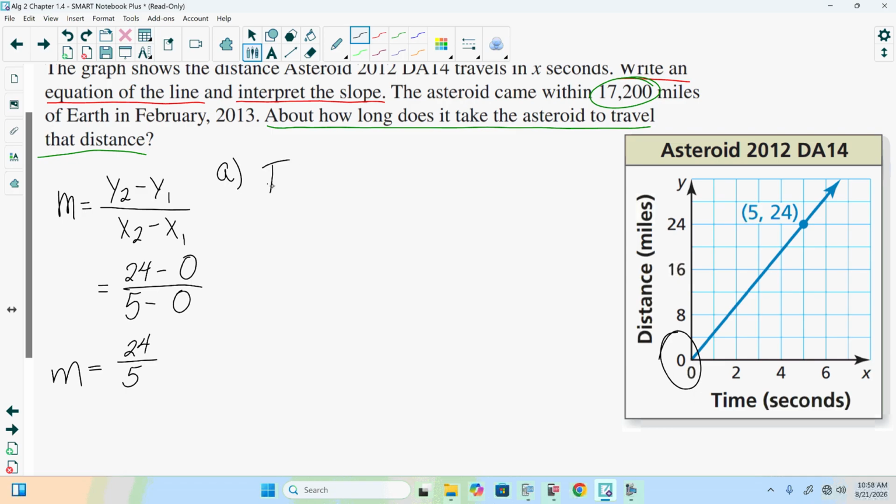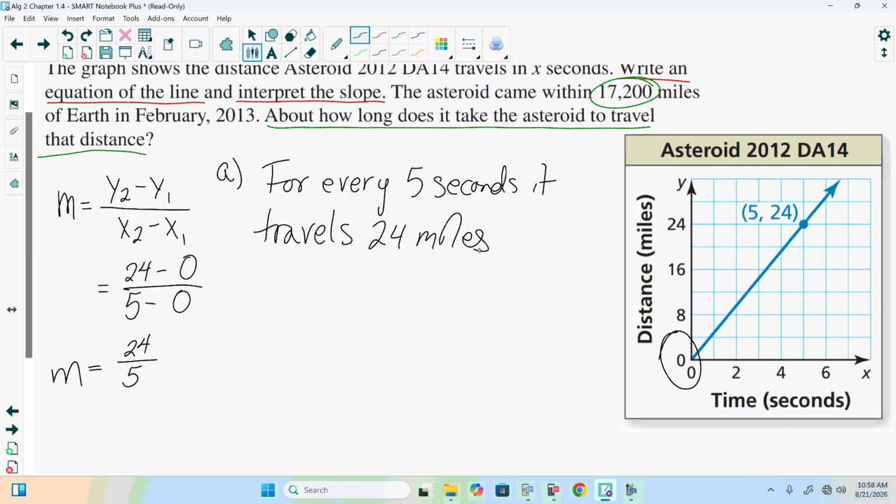Or, which might be nicer, for every 5 seconds, it travels 24 miles. Are you starting to see how this could be written in a lot of different ways? It travels 4.8 miles every second, because 24 over 5 is 4.8, so for every 4.8 miles it takes 1 second to travel that far.